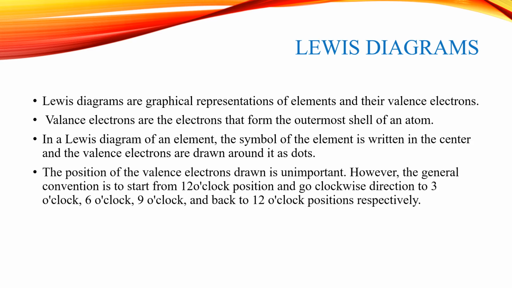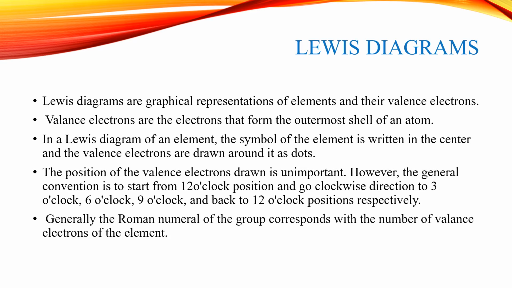And the position of the valence electrons drawn is not important. એટલે કે વેલેન્સ ઇલેક્ટ્રોન ને અહીંયા જ રાખો કે અહીંયા જ રાખો, એવી કોઈ પોઝિશન ઇમ્પોર્ટન્ટ નથી. But however, the general convention is to start from the 12 o'clock position and go clockwise to 3, 6, 9 and back to 12. So આવી રીતે આપણે એને લખી શકીએ, બટ એનું કોઈ નિશ્ચિત સ્થાન નથી. This is not important, right? So this is called a Lewis diagram.